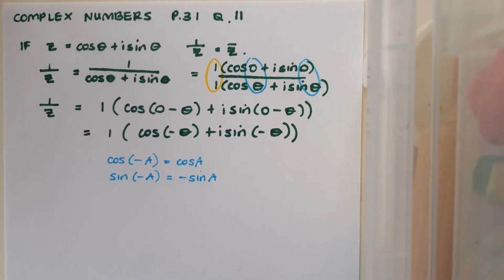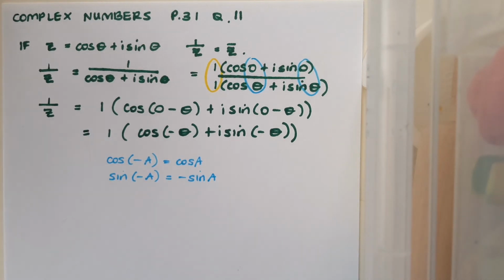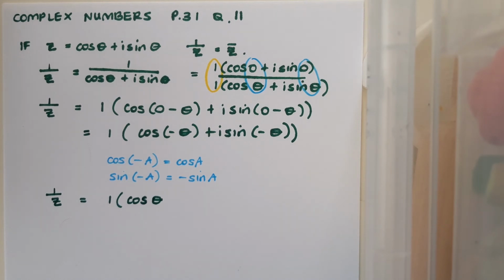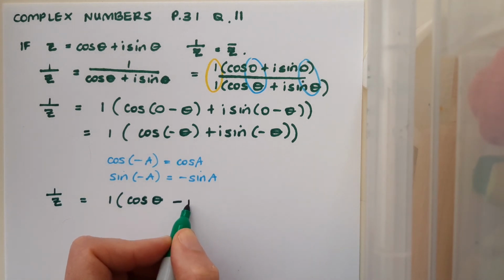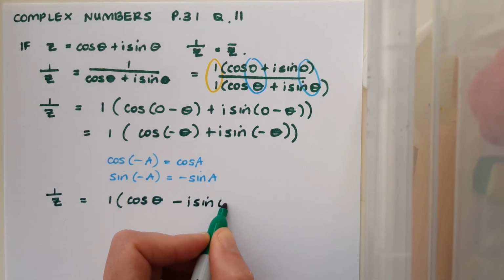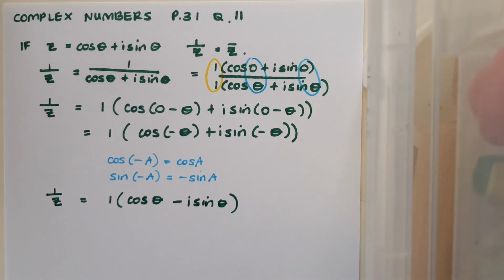So I'm going to apply that now to my complex number here in polar form. So cos of negative theta can just become cos of theta. And then sine of negative theta would be minus sine of theta. So I'll say minus i sine theta here.